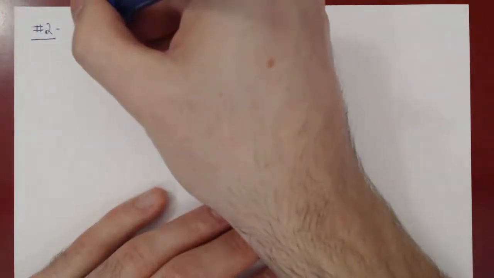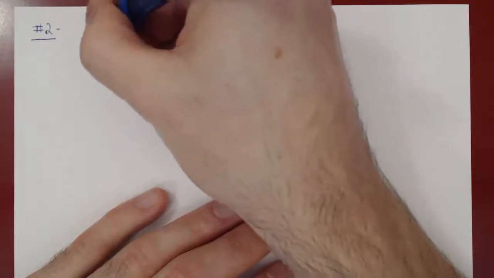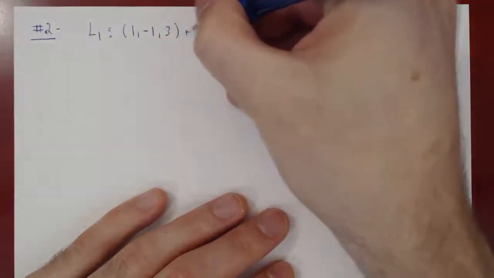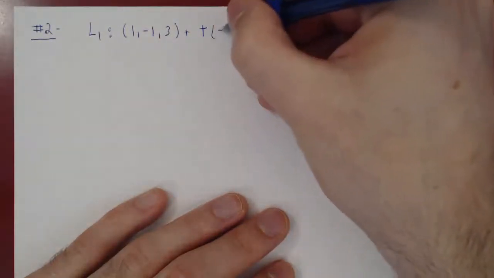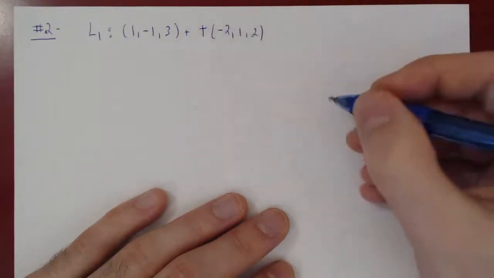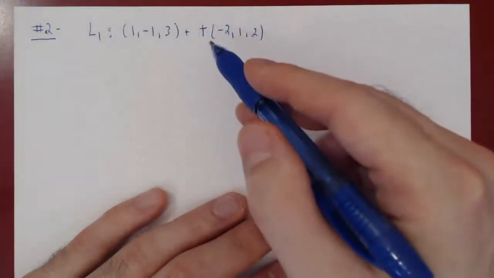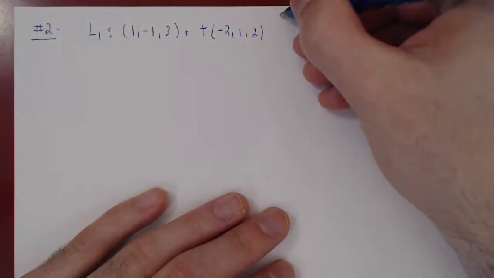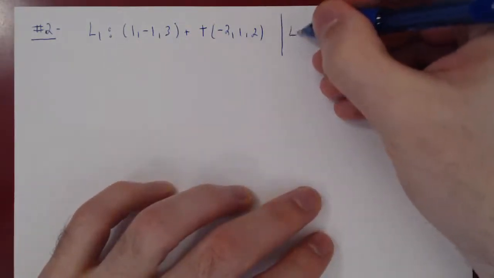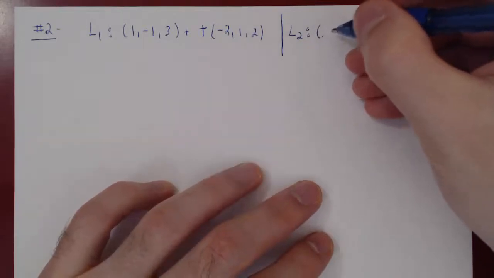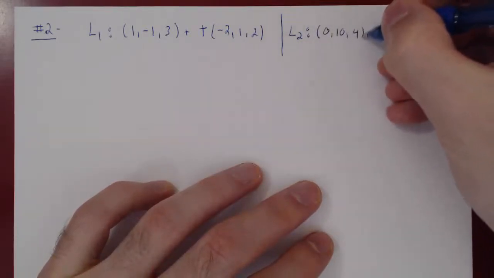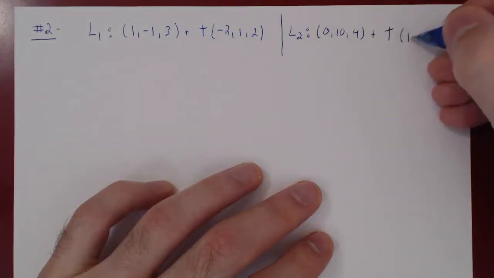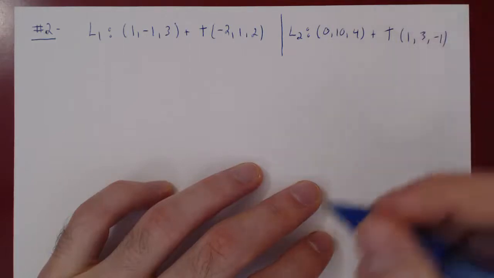Let's take two lines. Let's write them in vector form. So line 1, given say by (1, -1, 3), plus arbitrary multiples of the vector (-2, 1, 2), where implicitly again t ranges over all real numbers. And let's take line 2, also in vector form. The anchor point will be (0, 10, 4), plus arbitrary multiples of (1, 3, -1), which is the directional vector of line 2.